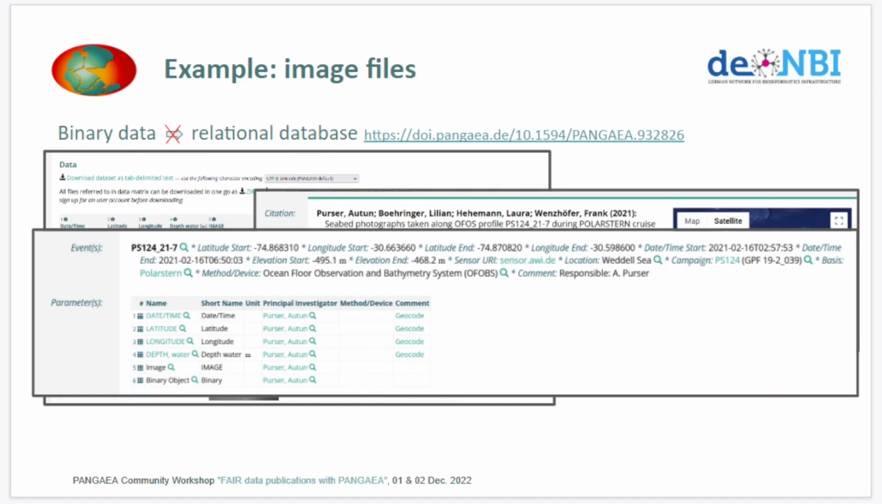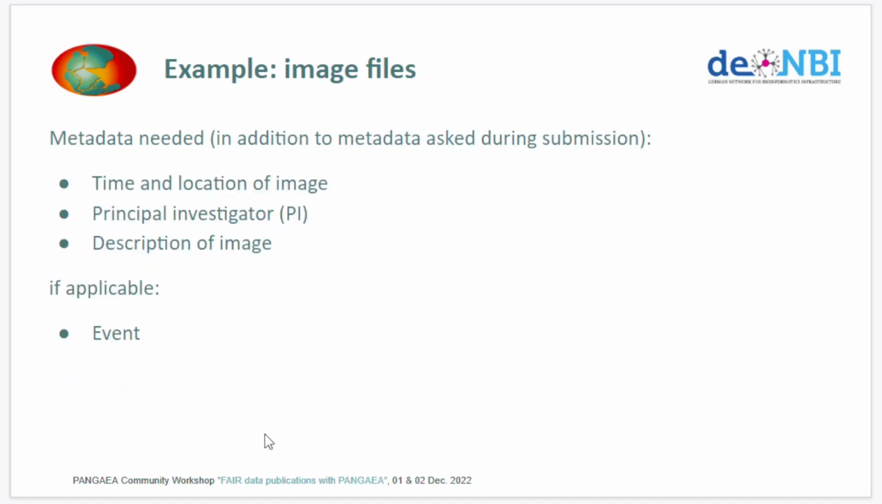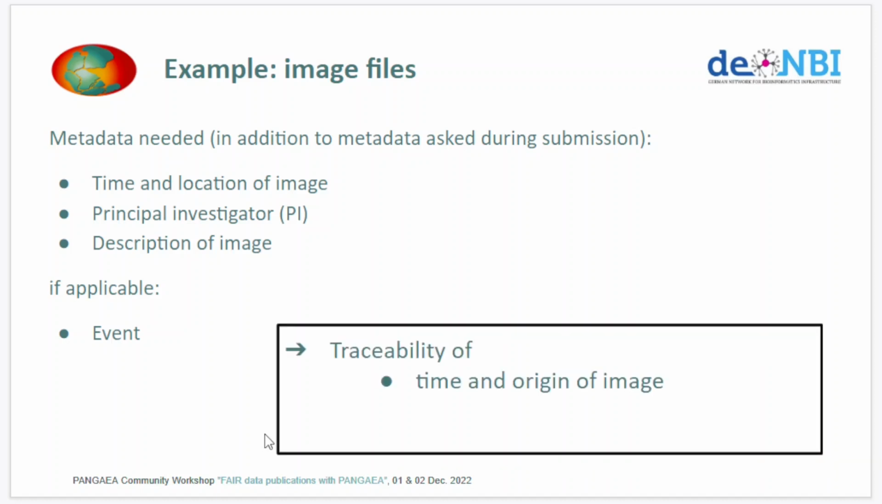Like the other raw data file example, you can see that date, time, latitude, longitude information is given, so the geocode needs to be given, plus information about the image. In this case, it's the link to the image plus further information. So the metadata needed is the time and location of the image, the principal investigator, a description of the image, and, if applicable, an event. And this is to ensure the traceability of time and origin of the image.